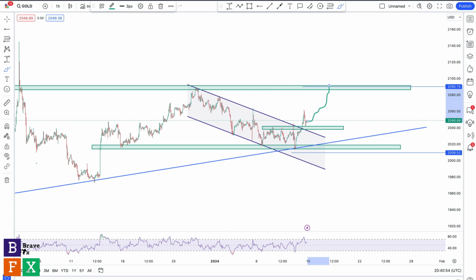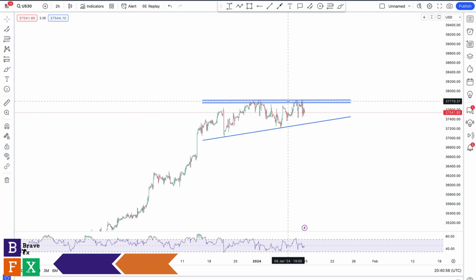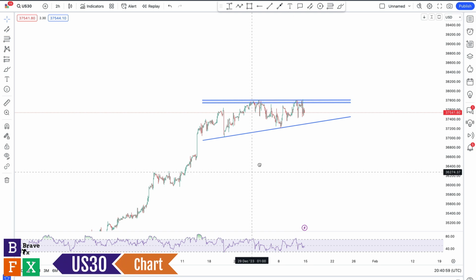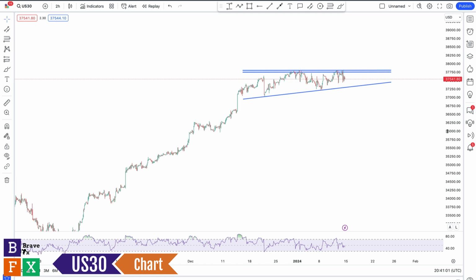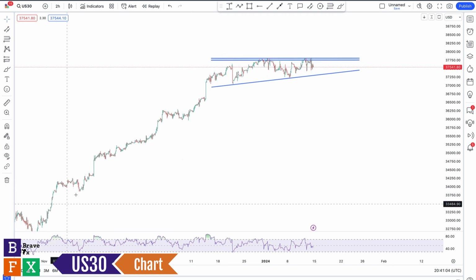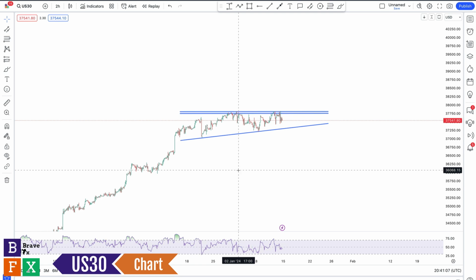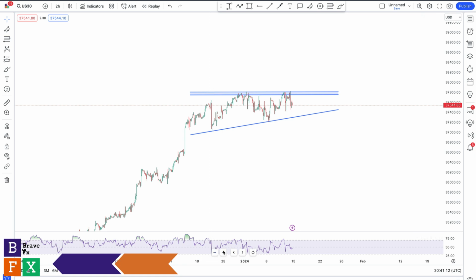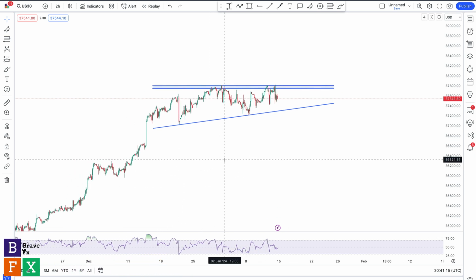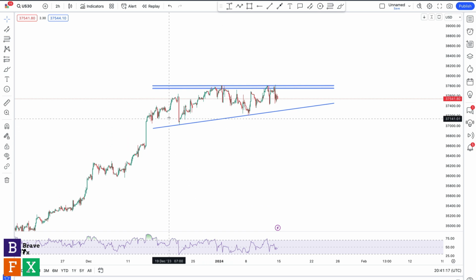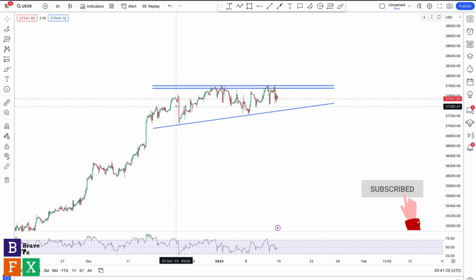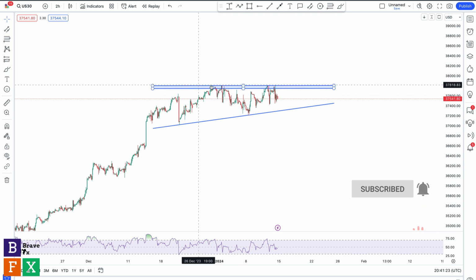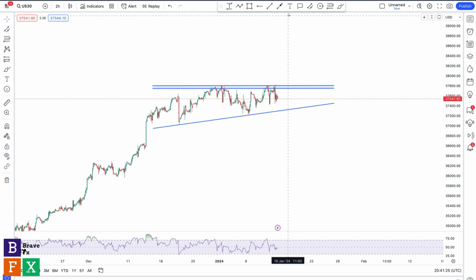Moving on, we're talking about US30. So this is the Dow Jones, right? The Dow Jones seems to be in a massive bullish trend. You can see higher highs, higher lows, and all that. So right now, we seem to be within an ascending triangle, with price creating higher lows and somewhat of a resistance level.